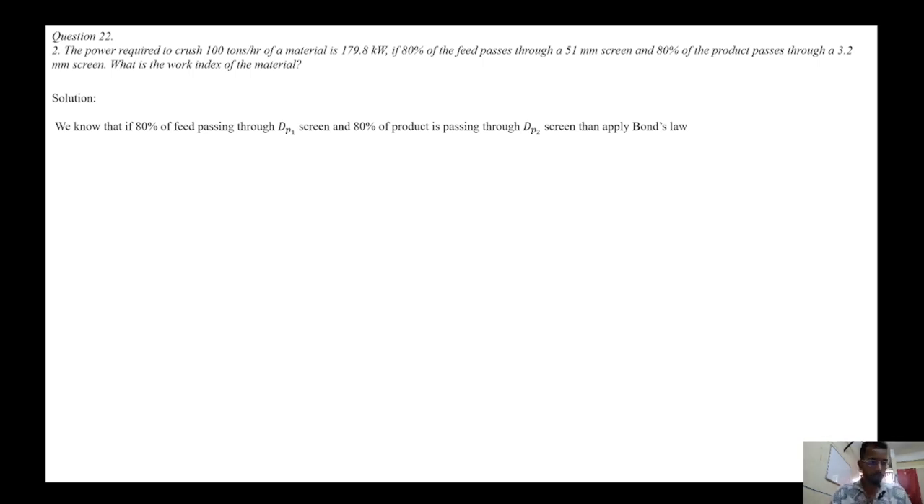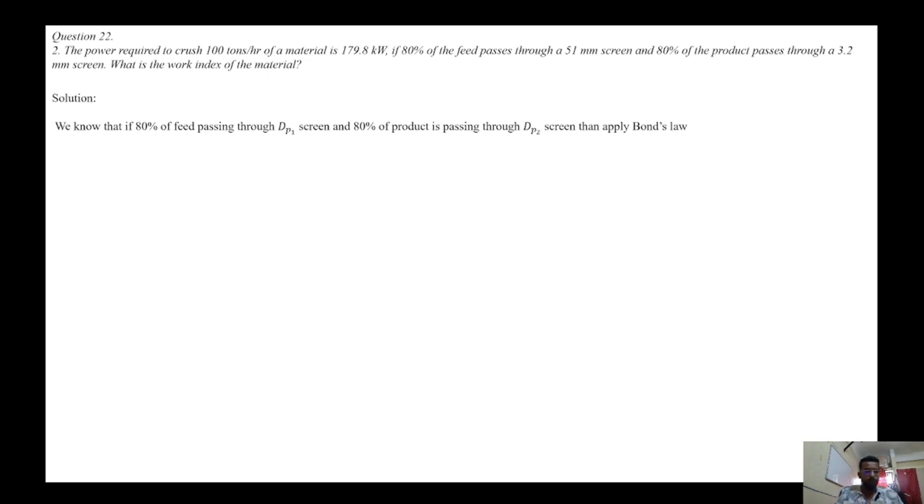So the second question, what the question is saying, the power required to crush 100 tons per hour of material is 179.8 kilowatt. Remember, kilo is a number, that is the value of 1000. If 80% of the feed passes through a 51 screen and 80% of the product passes through a 3.2 screen, what is the work index of the material?